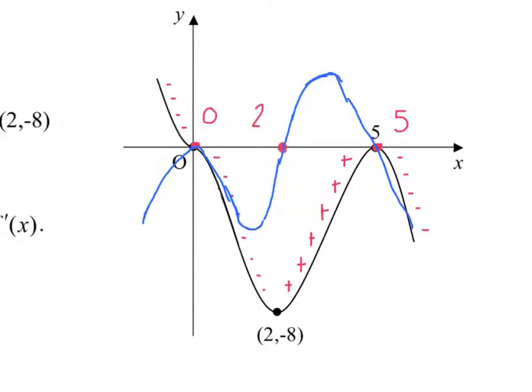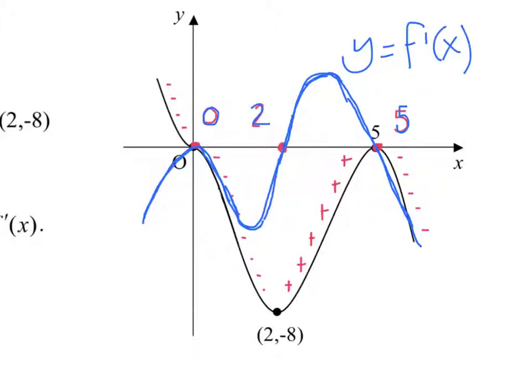So it's not a perfect sketch, but that's how it looks. You have to quite clearly indicate any points on the derived function that you know, and we have done that: the point 5, the point 2, and the point 0. So this is y equals f dashed of x.